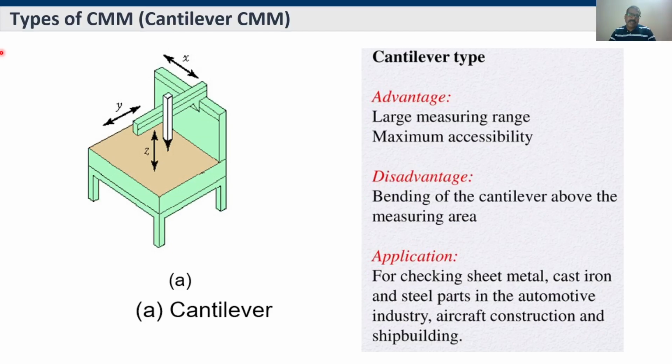Then another way we can explain the advantages: large measuring range, maximum accessibility, because all ends are open. Particularly this end is open, in the sense you can cover the entire range according to the y-axis. Disadvantages: since it's a hanging cantilever type, bending is possible, so it may affect the quality or accuracy of measurement in the long run. As I said, it is for small sized components only that we can measure. So it can be used only for checking sheet metal, cast iron and steel parts in automotive industry, aircraft construction and shipbuilding industry applications.